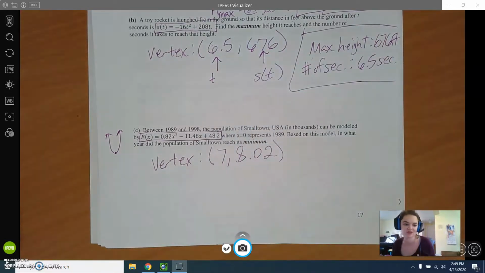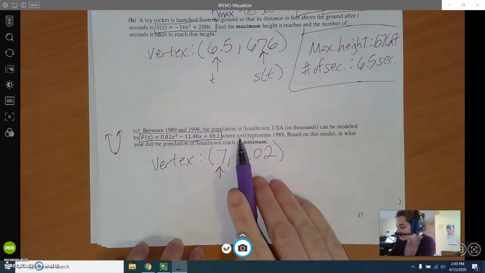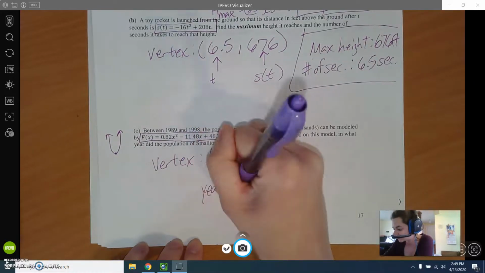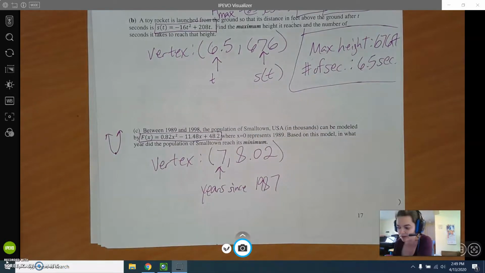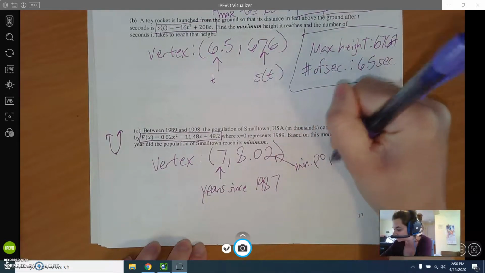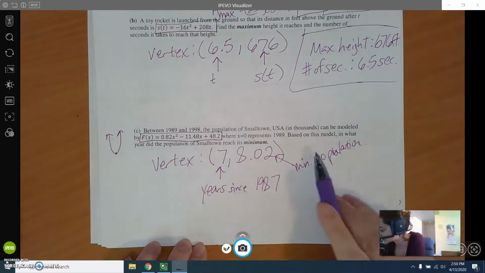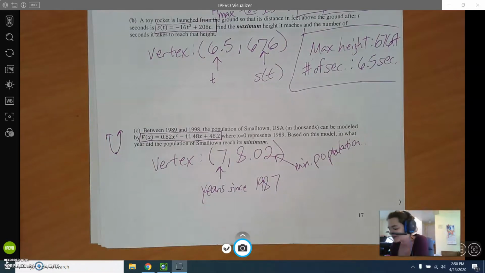So let's talk about what those things mean really quick. So the 7 is actually your years since 1989. So that's years since 1989 that minimum happened. And the minimum population is right here. That's your minimum population. And in case you're curious, that was apparently in thousands. So your minimum population is 8,020 people. So that's the lowest that they got.